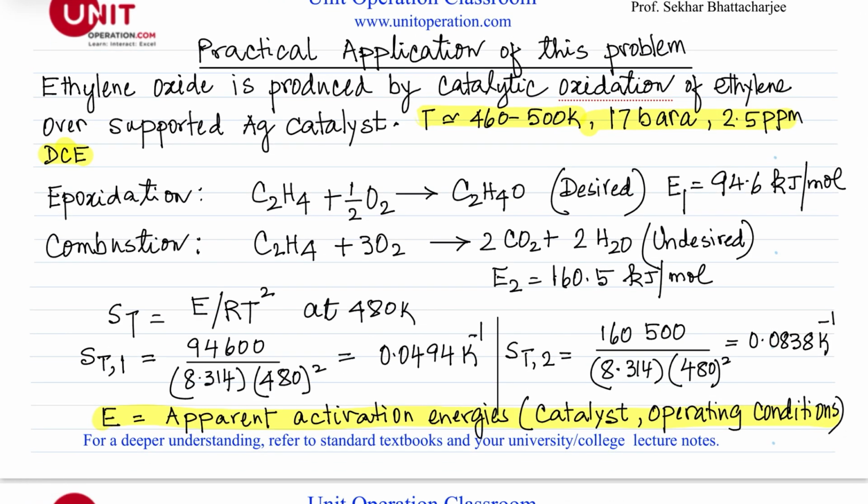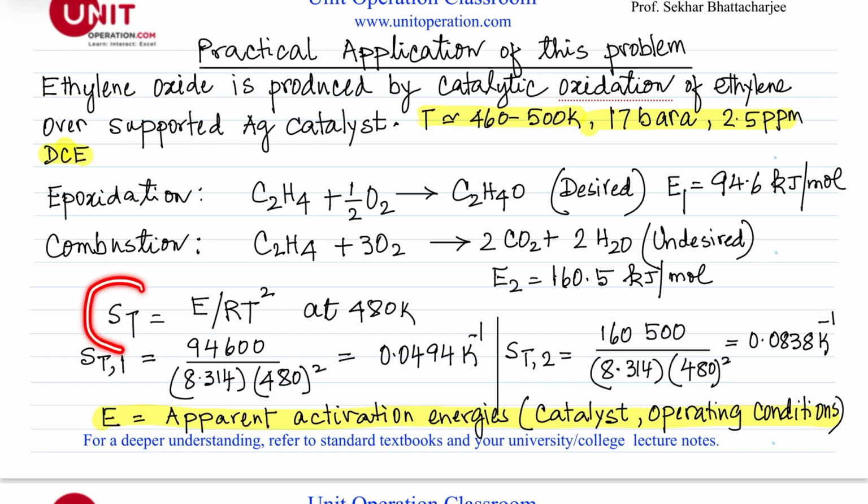Let's look at a practical application of this problem. Ethylene oxide is produced by catalytic oxidation of ethylene over a supported silver catalyst. The operating temperature is approximately 460 to 500 Kelvin, at 17 bar absolute, in the presence of 2.5 ppm of dichloroethylene. Two important reactions: one is the desired epoxidation reaction where ethylene oxide is produced, with this activation energy. The other is the undesired combustion reaction where carbon dioxide is produced, and the activation energy is pretty high, 160.5 kilojoule per mole.